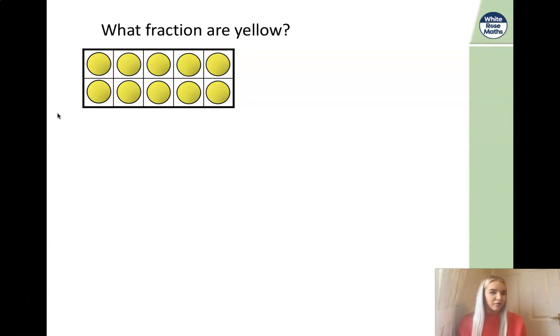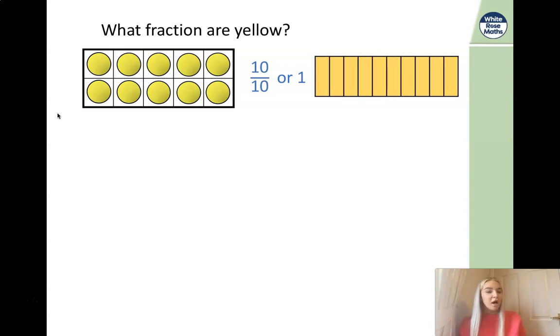How many counters do we have altogether this time? And how many counters are coloured in yellow? So, 10 out of my 10 counters are coloured in yellow. Can you think of another way to represent this fraction? That's right, 1, because 1 whole tens frame has been covered.